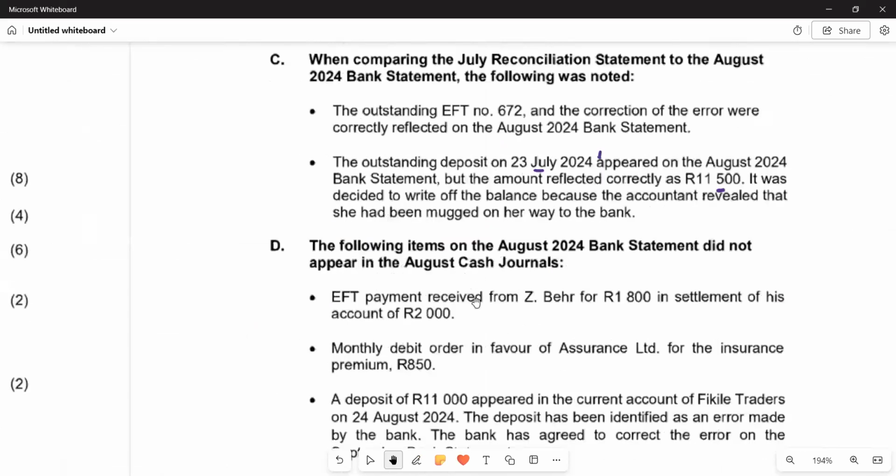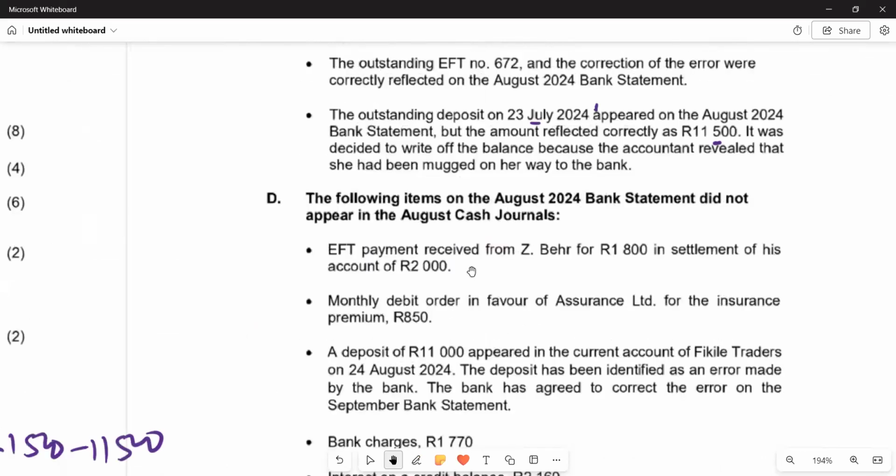So these ones are on the bank statement, but they are not in the journals. We have got an EFT payment received from ZB for 1,800 rands in settlement of his account of 2,000. So what does it mean? We received from ZB 1,800, and it was an EFT. So it's reflecting on the bank statement, but in the journals it's not there.